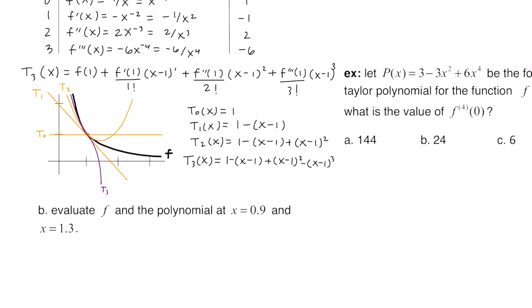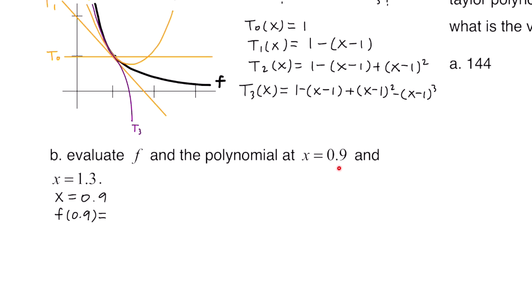And for part B, we're going to take some values for x, plug them into the original function 1 over x, and compare those with plugging the values into our Taylor polynomials to further exemplify that the further out you take your Taylor polynomial, the better the approximation is of the value. So we're going to start with x equals 0.9. We're going to plug it into the original function, 1 over x, so 1 divided by 0.9. And on the calculator, you get 1.1 repeating.